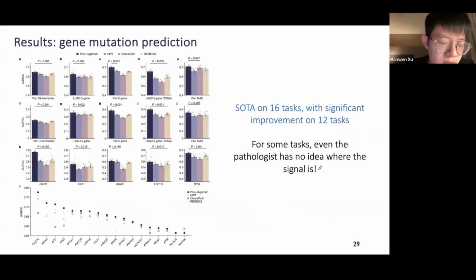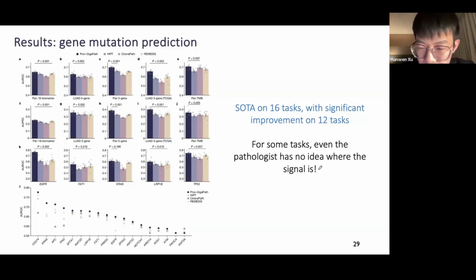The first setting is very challenging. It's the pan-cancer 18 biomarker predictions. So 18 biomarkers including some common biomarkers like KRAS, EGFR, TP53, those oncogenes, but it also includes other cancer genes that are not so common in our database, like PIK3CA, KMT2A, those kinds of things.